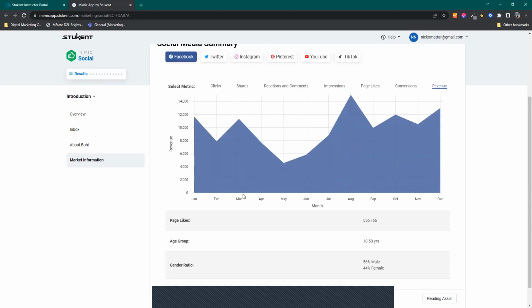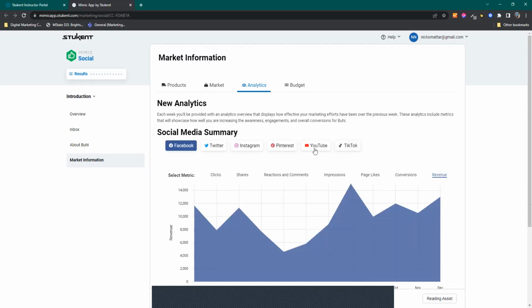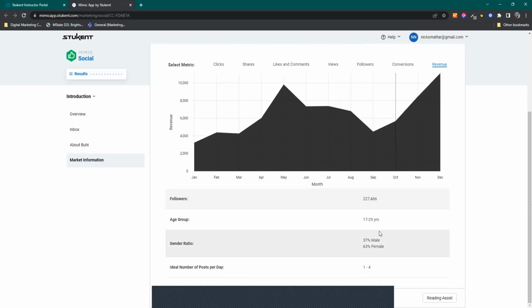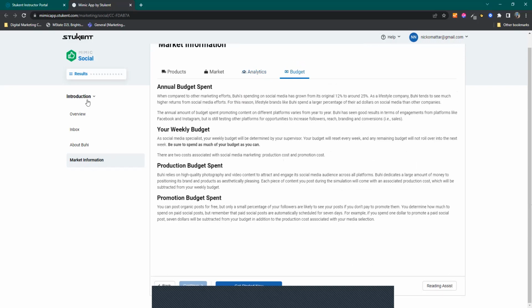So that is a good one to look at, but then so too are these other numbers. You don't want to totally ignore them, but remember, it's kind of a matching game here. You want to make sure that when you're creating content for a specific audience, the age group of the persona and the gender ratio is matching up with the page and the account. Like this is Facebook, and then you go over to TikTok, and it's a little bit different. You don't really need to know this trend over time. Obviously, the revenue is nice here for TikTok, but that's good to know. We'll talk about the budget in a moment.